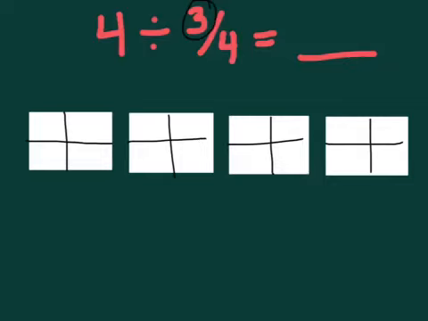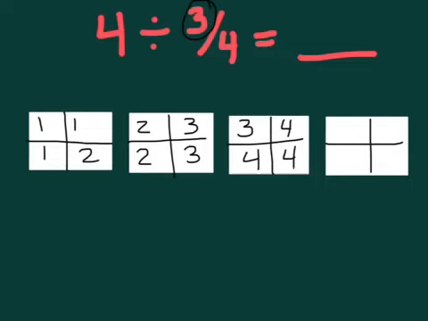So I'm going to count off by groups of 3. So this is one group of 3. This is my second group of 3. This is my third group of 3. This is my fourth group of 3. And my fifth group of 3. And then I have one of the 3 that I need left over.